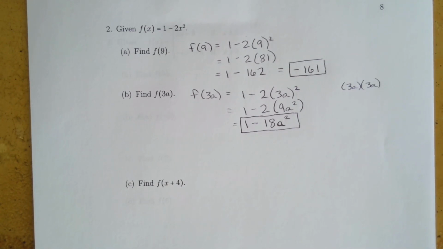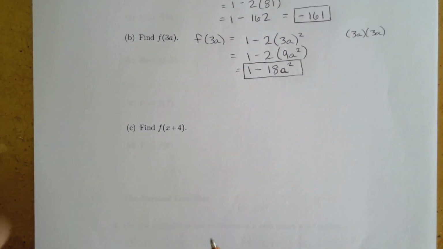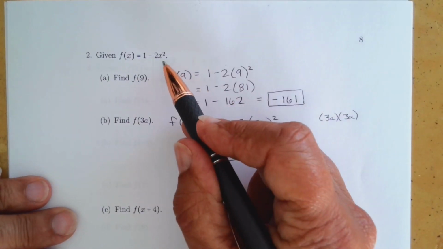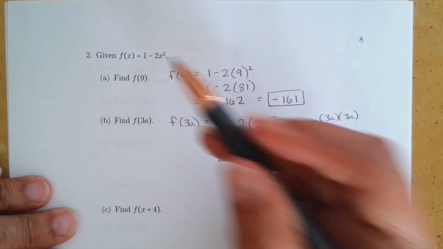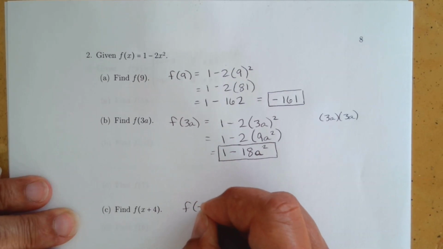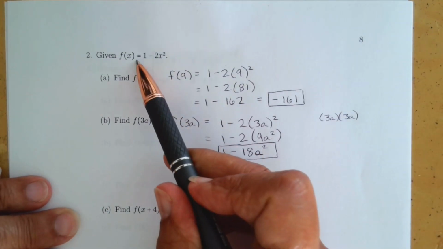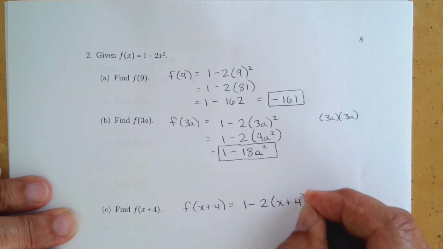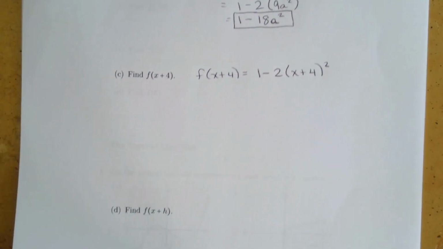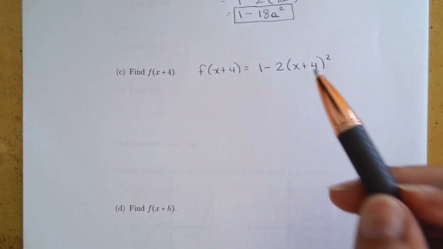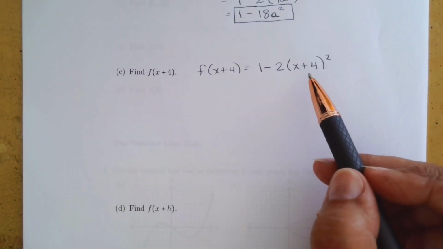All right, part C, f of x plus 4. So again, don't let this throw you. Whatever is in the parentheses replaces the x in the problem. So instead of this x right here, we're going to replace it with whatever's here, which is x plus 4. So f of x plus 4 equals 1 minus 2, and then x plus 4 squared. Okay? Whatever is in the parentheses replaces the x.